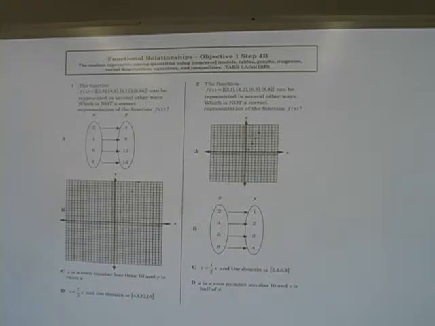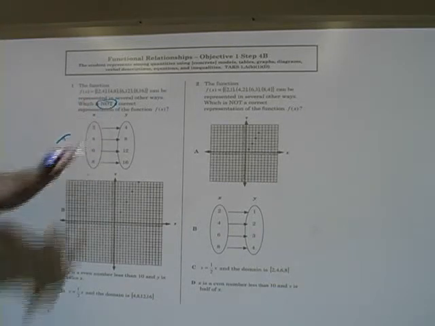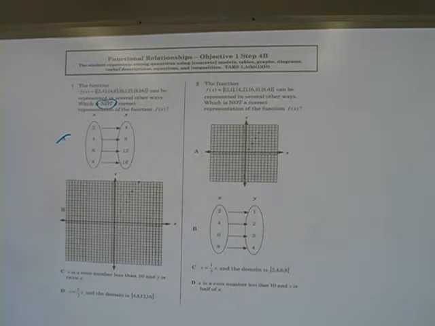Go ahead and rule out what you can. Can we rule out A on number 1? Okay. Because those match up exactly, so we can rule that out. Again, it's which is not a correct representation. What about B?